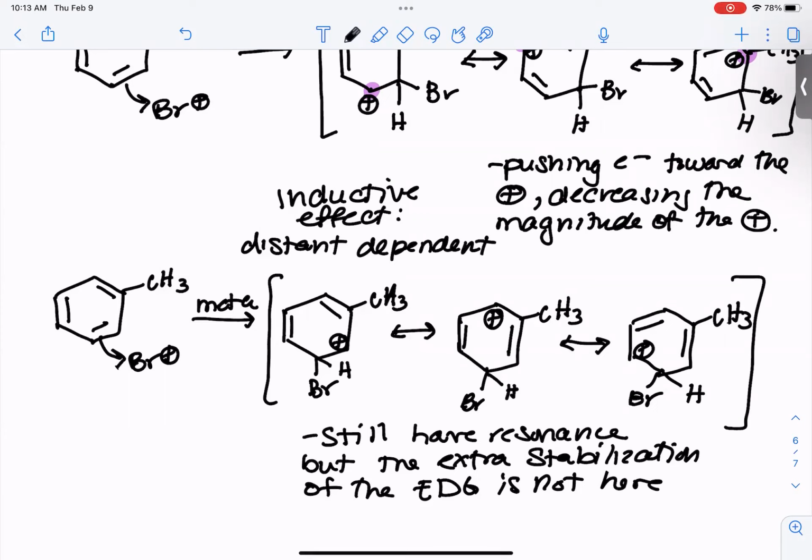So again, in this second case where the bromine is adding meta to the electron donating group, you're further away. The charge is further away. So induction is weaker.